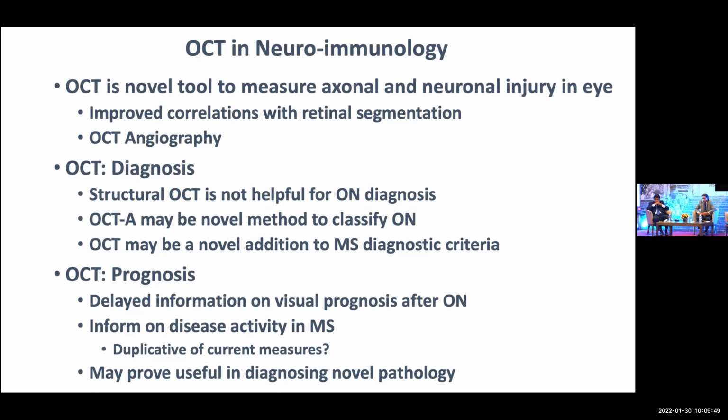It is vastly higher resolution than MRI, and its correlations through segmentation of the retina and the peripapillary region and through OCT angiography are providing us tools to help us in the management of the neuroimmunologic patient. Structural OCT is not helpful for optic neuritis diagnosis, but OCT angiography may be a novel method to classify optic neuropathies in the future. OCT may be a novel addition to our MS diagnostic criteria.